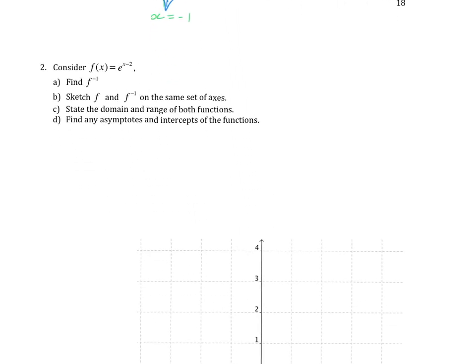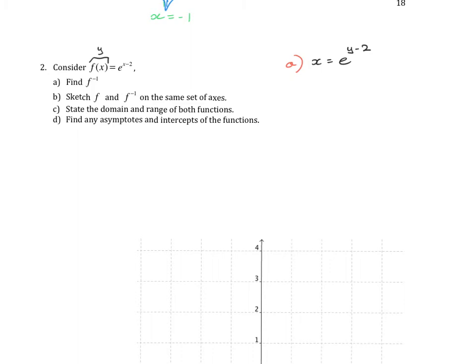Okay, so one more question. Consider f(x) equals e to the x minus 2. Find its inverse. Okay, so we switch, remember f(x) is just like y. So we switch x and y and get x equals e to the y minus 2.